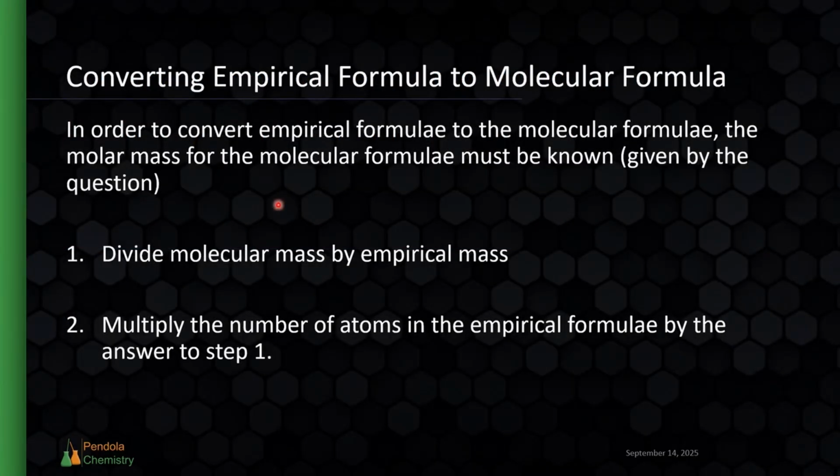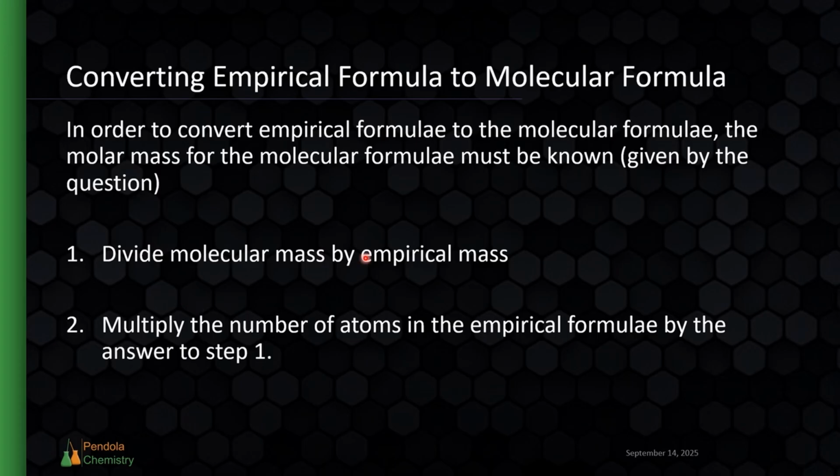Now, we can also have a question where we were asked to convert the empirical formula to the actual molecular formula. That is going to include more steps. In order to convert the empirical formula to the molecular formula, we need to first find the empirical formula like we just did, and then use the molar mass of the molecular formula, which is going to be given to you in the question, to find the molecular formula. So we need the molar mass of that molecular formula. That should be given to you in the question in order to do these type of questions.